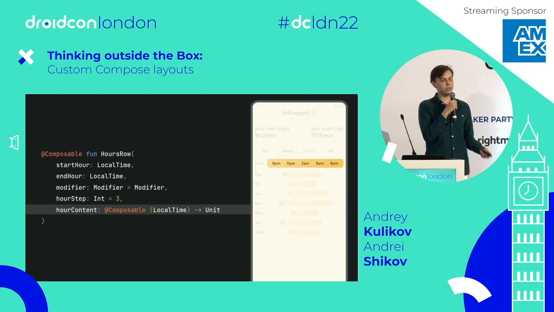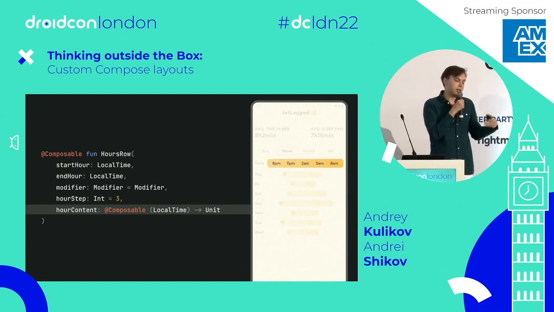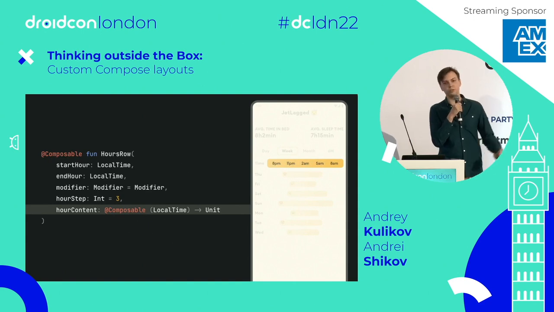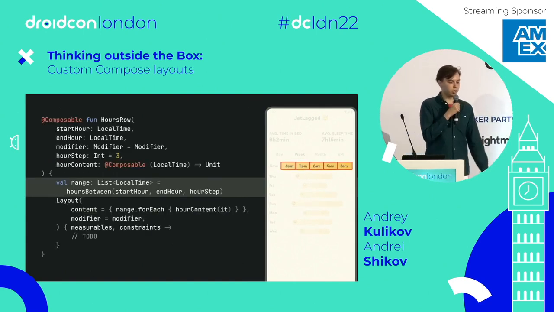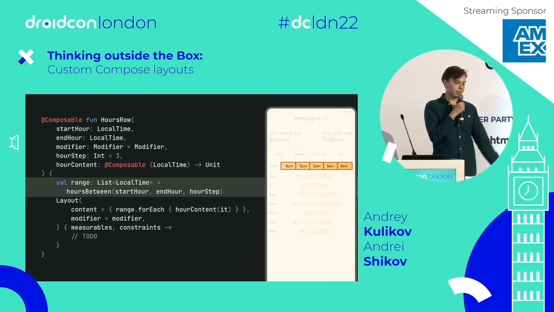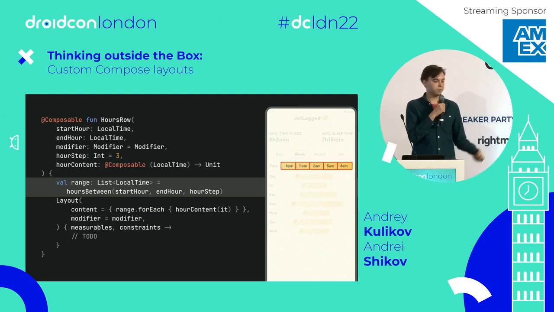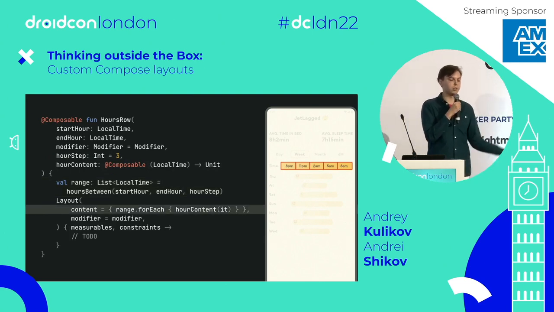And the other thing is the content for each of the labels. We want it to be customizable, so we decided to do a slot-based API based on the local time for each of the labels to have. The first thing we do inside this row is to figure out which local times correspond to the labels that we want to have, and then which composables will show these labels on screen.